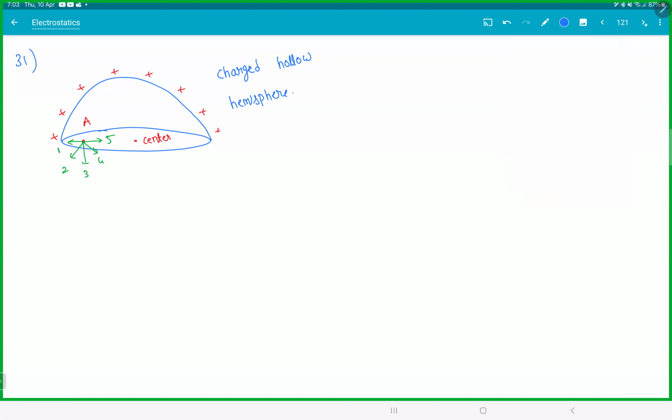So the question would be, A is any point on that circular thing, but not the center. Which of the following directions represents the direction of field? So the question is this: what is the direction of the field at that point? 1, 2, 3, 4, 5. There are 5 arrows like that. How do we do that?